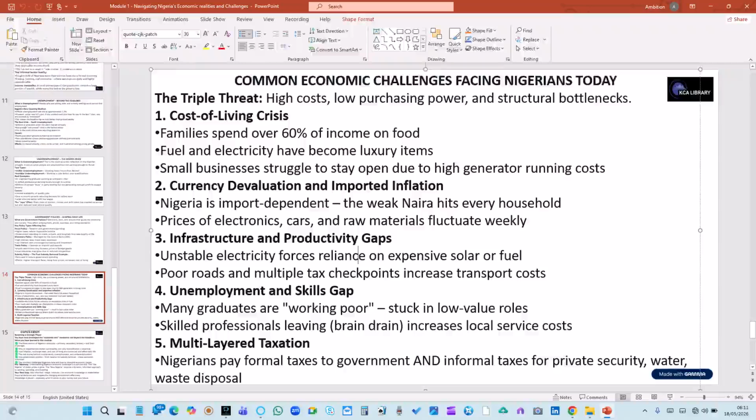Now, unemployment and skill gap. Many graduates are working poor, stuck in low value roles. Skilled professionals leaving, the brain drain, which increases local service costs. We also have another challenge in terms of multi-layer taxation. Nigerians pay formal tax to government and informal taxes to private security, in the form of water and waste disposal.